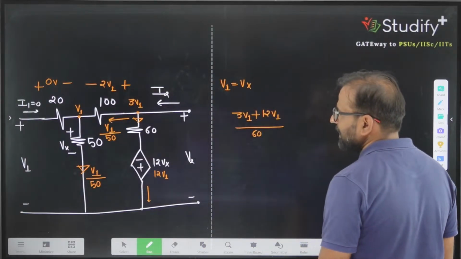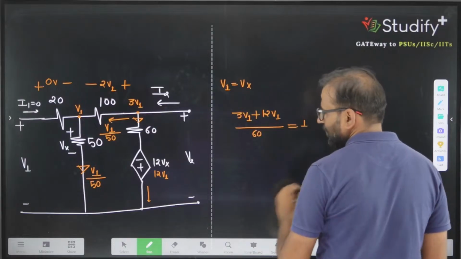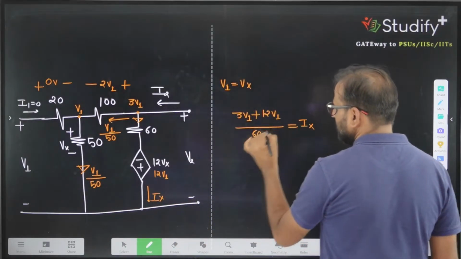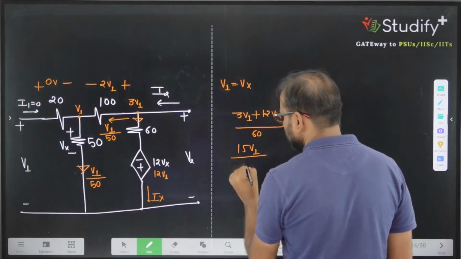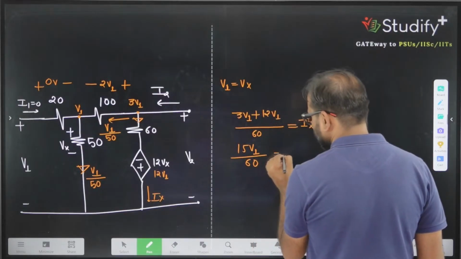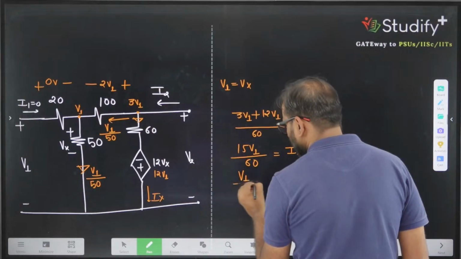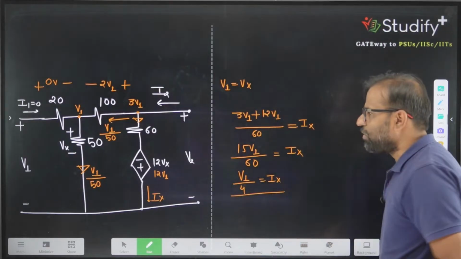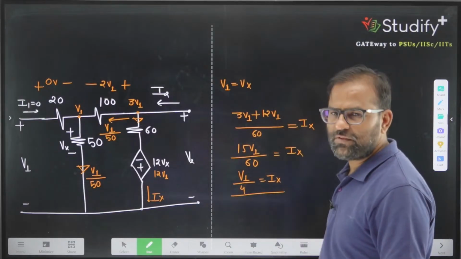And the current in this branch is given by what? Let me call this current Ix. Ix current is 15V1 divided by 60, equal to Ix. So V1 divided by 4 is the Ix current. If the Ix current is known, now we can calculate everything for this.